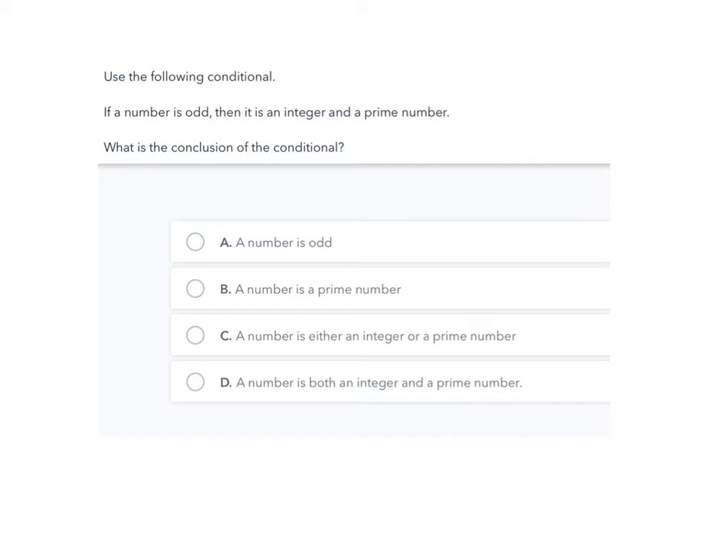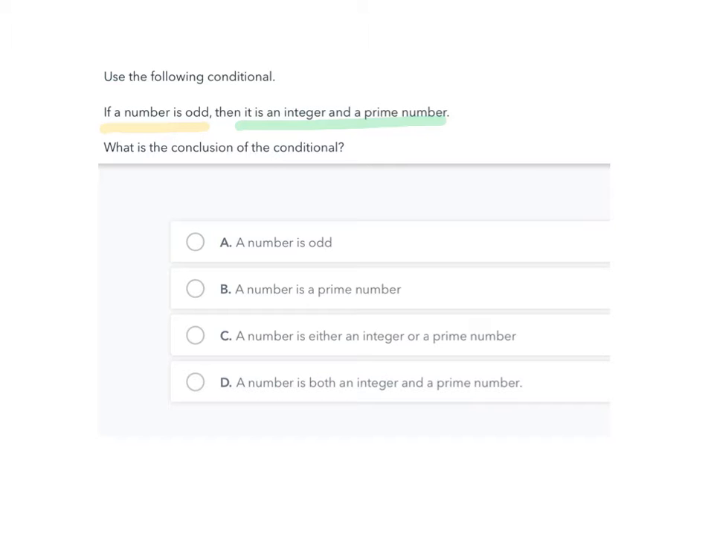All right, so this one is conditional statements. So remember, the if part of my conditional statement is the hypothesis. So if a number is odd, the then part is my conclusion. Then it is an integer and a prime number. If a number is odd, then it is an integer and a prime number. Not always true, by the way.